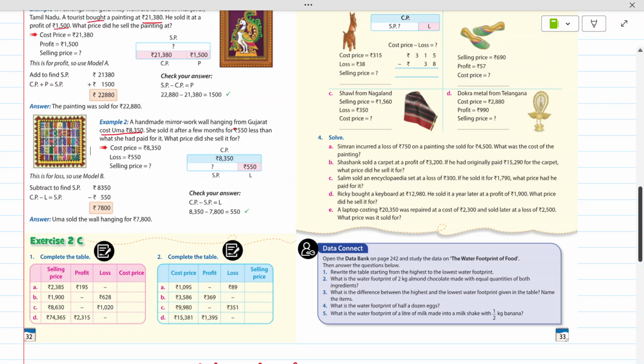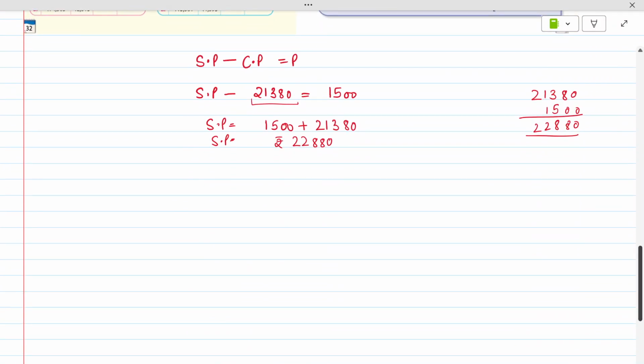Since it is the case of loss, what are we going to do? We are going to use the formula CP. I'm just writing example 1 here and example 2 here. CP minus SP will give us the value of loss, right? And what is given to us? The cost price is 8,350. Selling price we have to find out, and the loss she faced is 550.